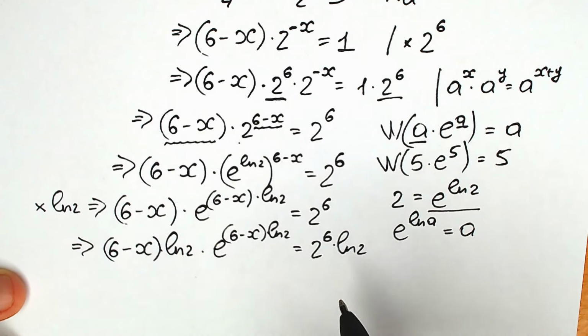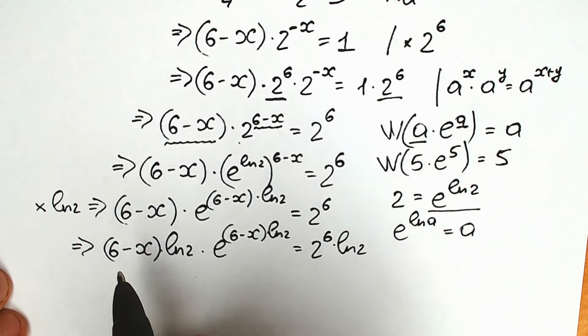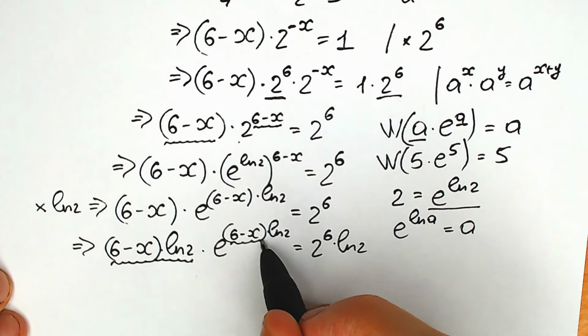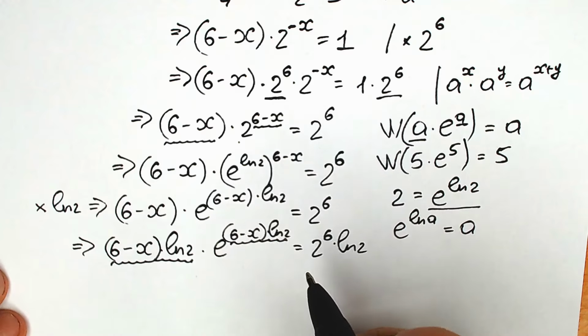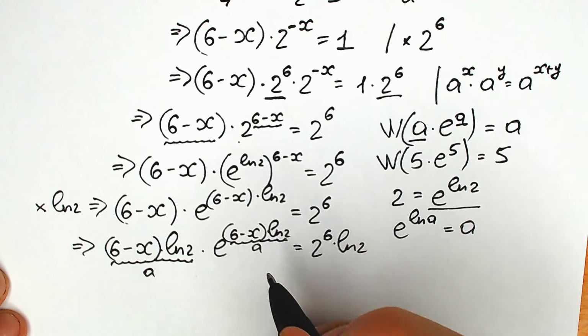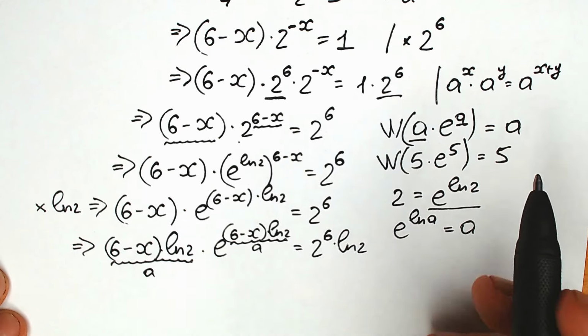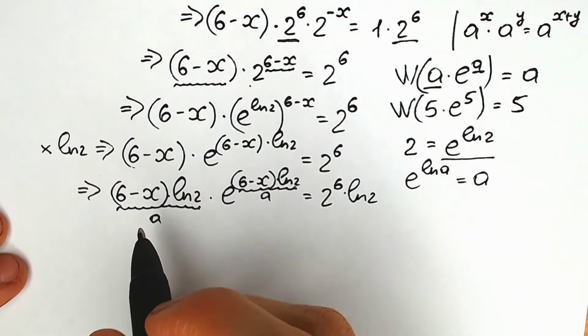So we just multiplied both sides by natural log 2. But on the left side, we have a really interesting expression, 6 minus x times natural log 2. We have right here 6 minus x times natural log 2. So right here we have the same expression. This is our a, this is our a. So we have a times e to the power a. Right here we have Lambert W function of it. We can easily apply it right now.